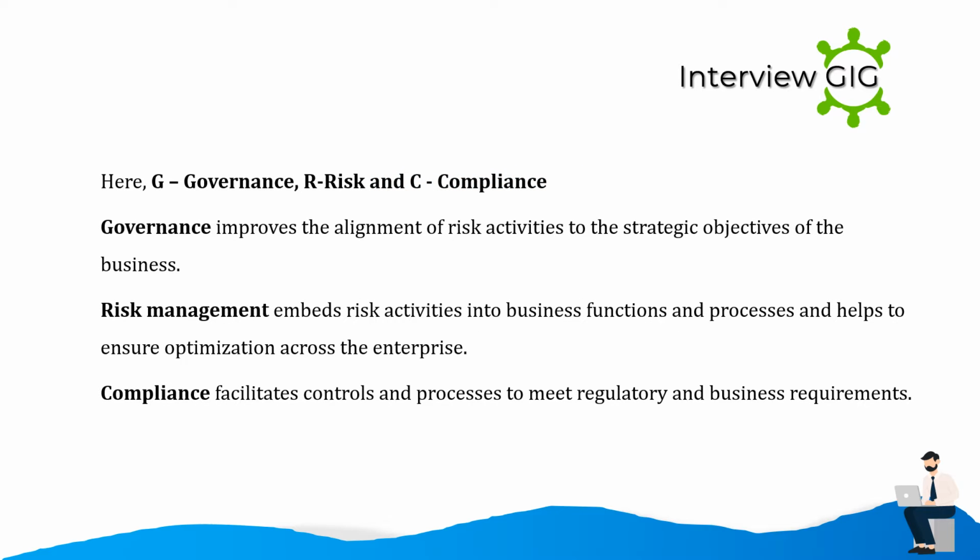Here, G is governance, R is risk, and C is compliance. Governance improves the alignment of risk activities to the strategic objectives of the business. Risk management embeds risk activities into business functions and processes and helps to ensure optimization across the enterprise. Compliance facilitates controls and processes to meet regulatory and business requirements.